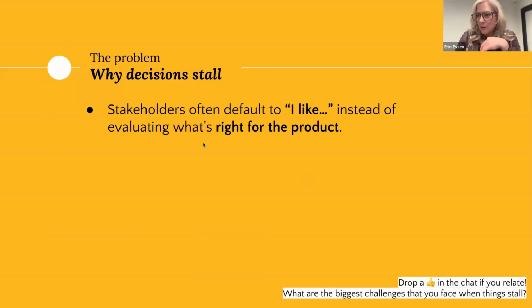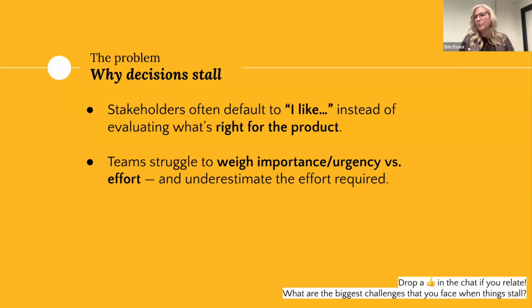But one of my biggest challenges on why things stall is oftentimes I'll have stakeholders who default to "I like" statements, like "I really like this direction" or "I really like the way this looks," when that might not be very actionable for us. And so we need to figure out what's right for the product or the user, and not necessarily around those kinds of statements. So that can actually take up a lot of time.